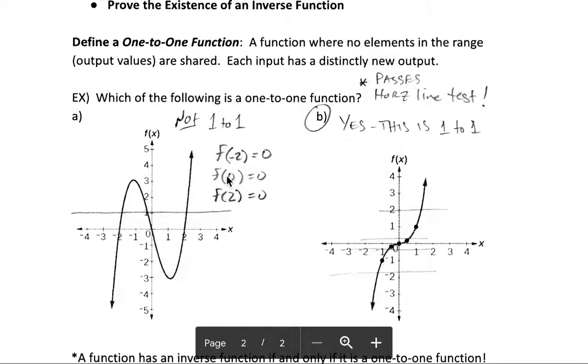So what we can do as a quick test is just draw horizontal lines. So we can test functions by drawing vertical lines. We can test to see if they're one-to-one by drawing horizontal lines. Notice if you draw a horizontal line through a lot of places on this graph, you hit more than one of the same output.